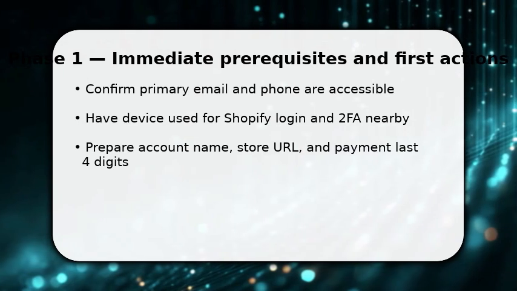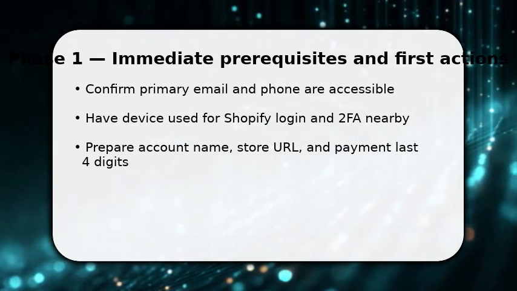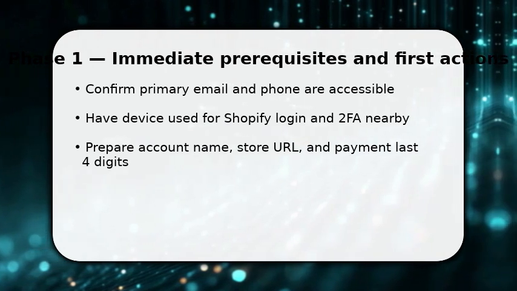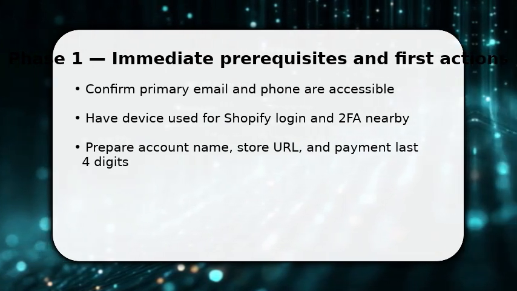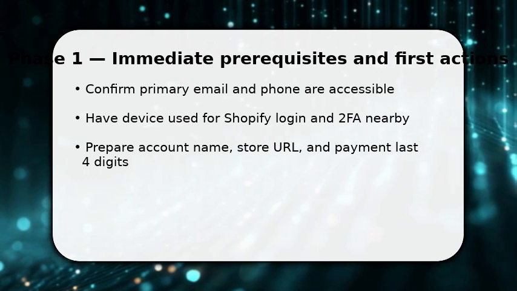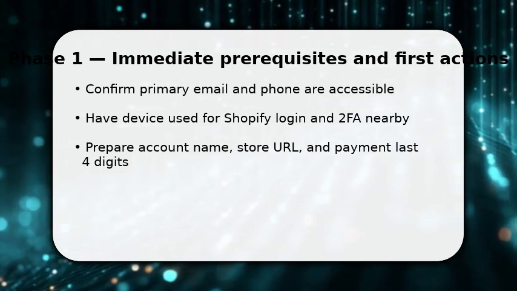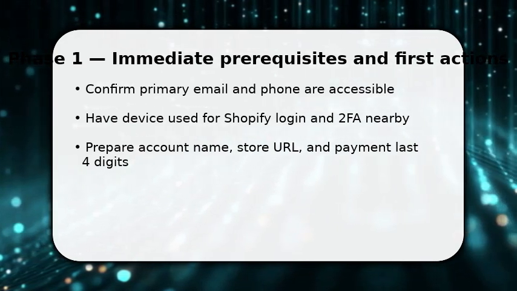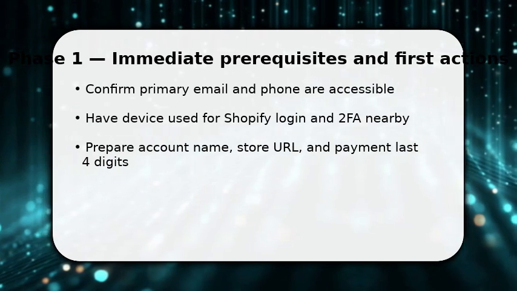You begin by confirming access to the email and phone linked to the Shopify account. This matters because recovery codes are tied to your two-factor setup. Once done, open Shopify admin and go to Security Settings. Make sure you're using the device that previously completed 2FA. If you still have an active authenticator app, do not remove it yet.